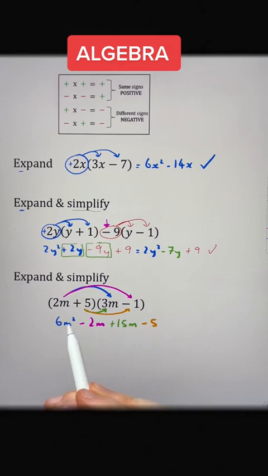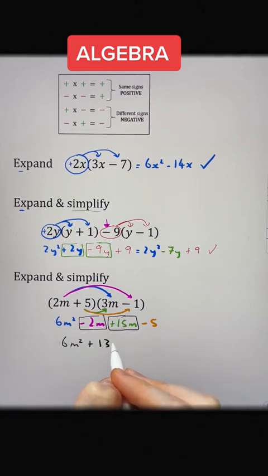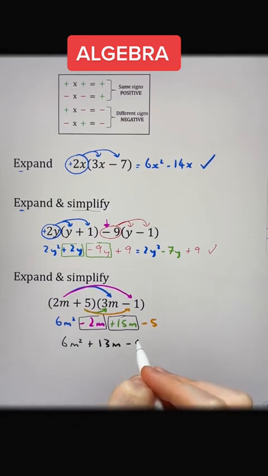Collecting like terms, here I've got 6m squared and no other term ending in m squared. Collecting my single letters of m, here I've got negative 2m plus 15m. They're like terms as they both end in single m. Well, 15 take away 2 will give us plus 13 lots of m. And I've still got negative 5 that I must place on the end.